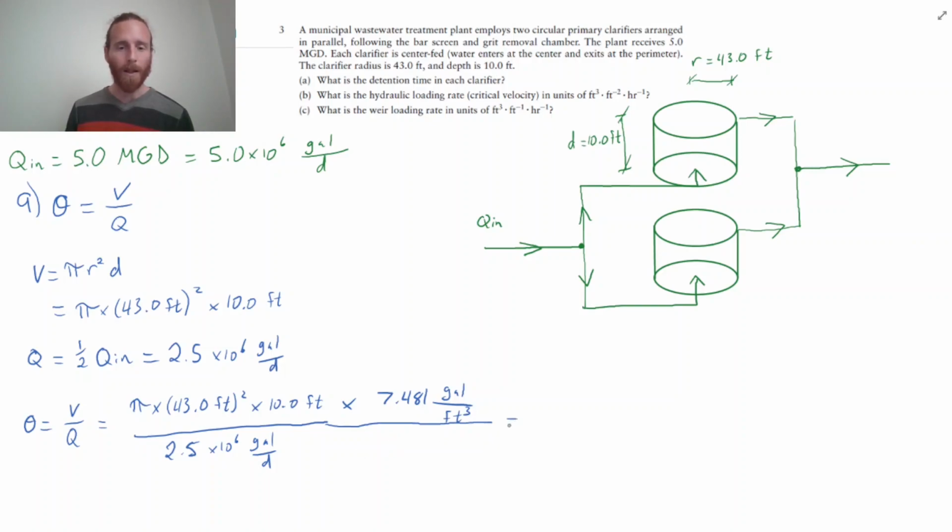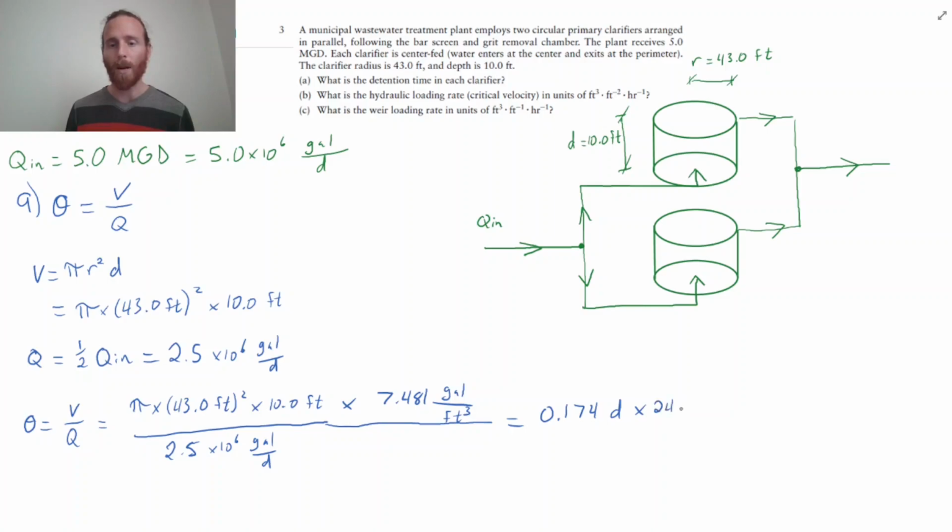So we work this all out, plug it into the calculator, and we get 0.174 days. Now, it doesn't give us specific units in the problem, but we can see that the other parts of the problem are in hours, so use units of hours rather than days for time. So I'm going to convert it to hours. You don't necessarily need to do this.